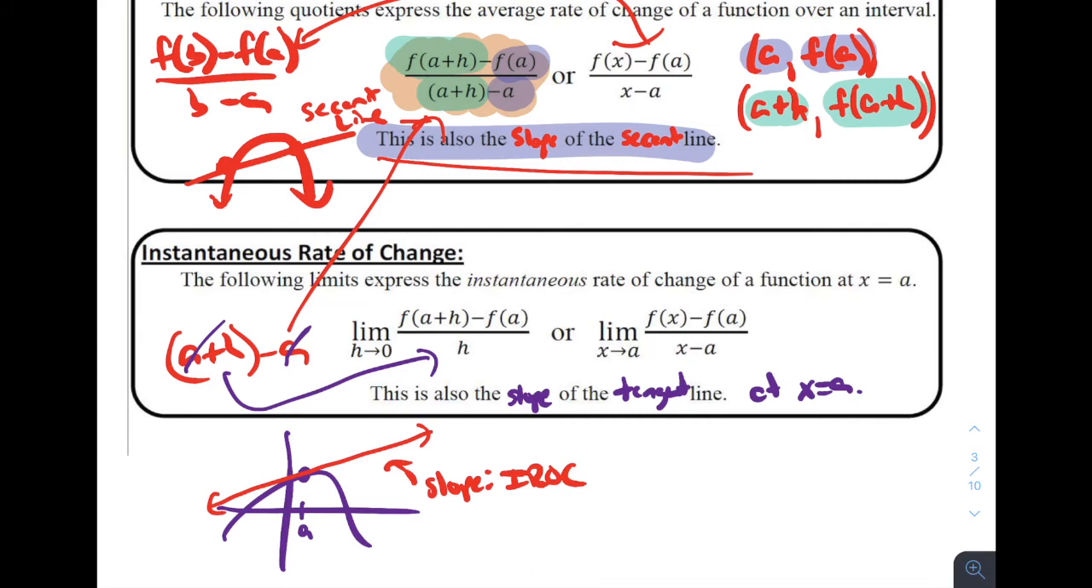Let's switch back to our visual to talk about this limit. Why are these limits here? What's the limit as h approaches 0 for? And what is that taking into account? And how does that help us with the slope of the tangent line?